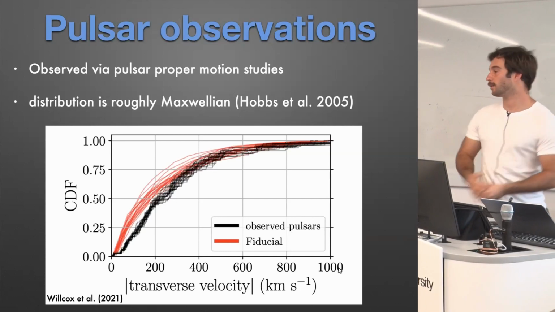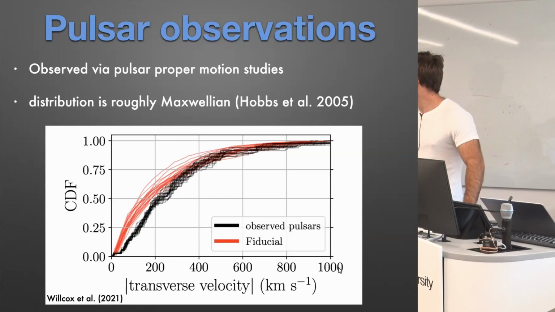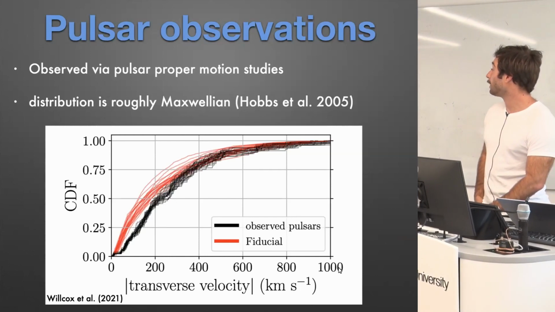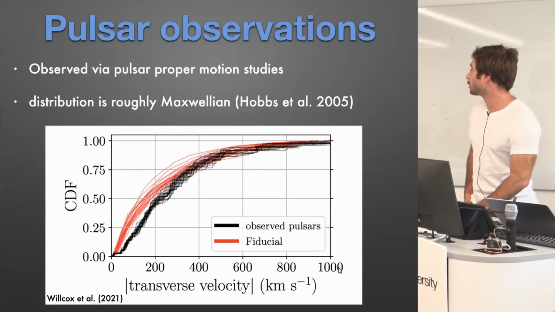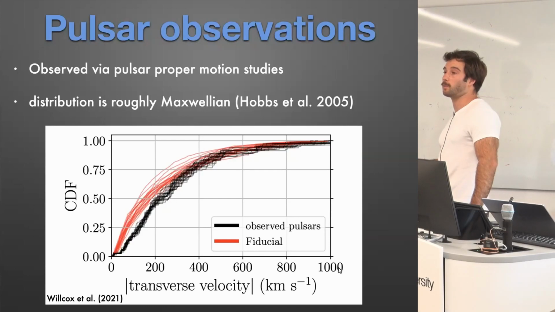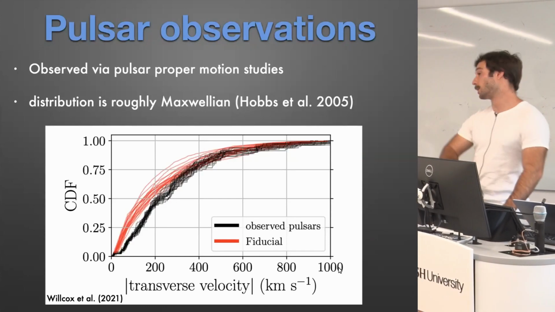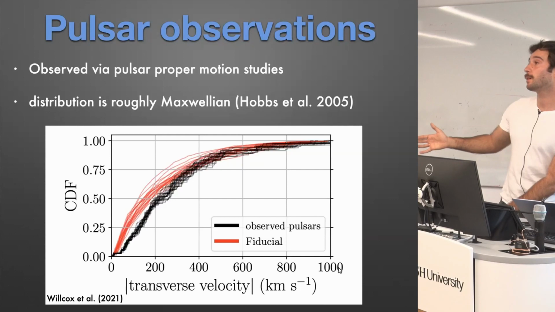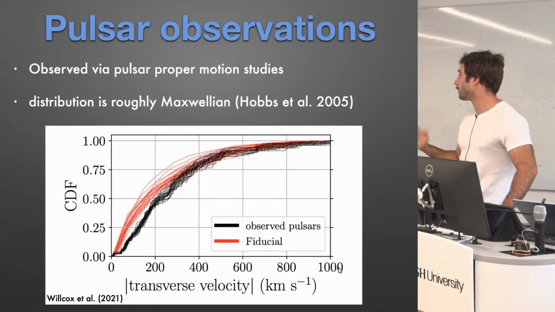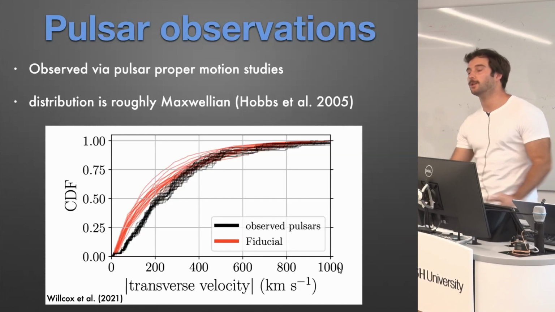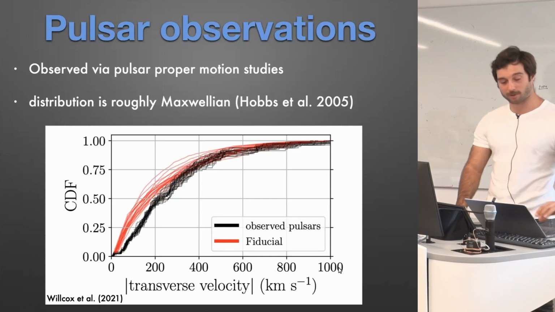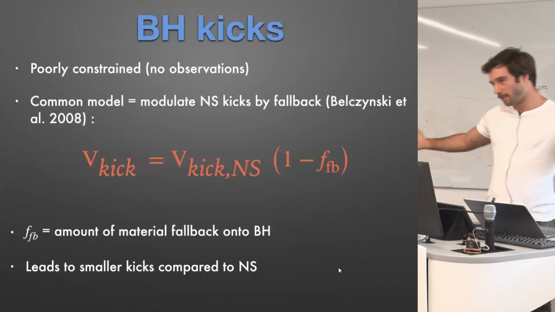So in this lovely plot by Wilcox et al., shout out to Reinhold, you can see that it roughly follows a Maxwellian distribution. And this is essentially what most people run with for these sorts of simulations, a Maxwellian distribution with a mean of 265 kilometers per second. So that's all well and good, but as you're probably aware by now, I like black holes more than neutron stars. So what about black hole kicks?